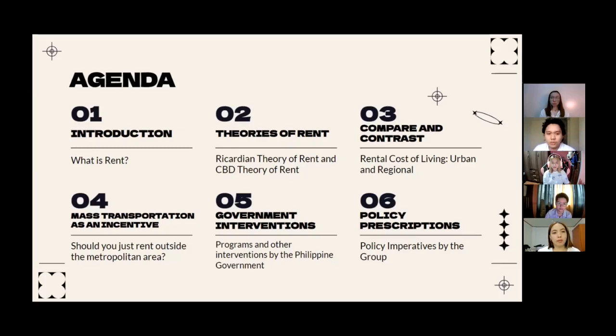Next, we'll be showing you some government interventions and programs that the Philippine government actually implemented to combat the high rent issue in the Philippines. Next, we will be presenting our policy prescriptions or the policy imperatives by the group. Next slide, please.